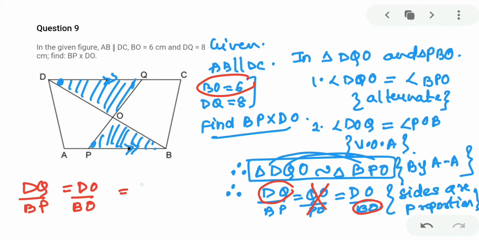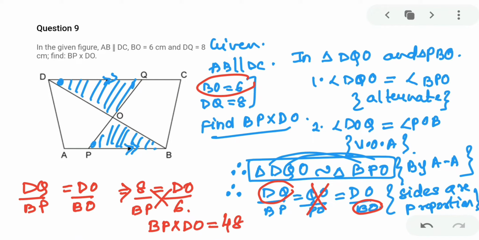Getting my point? So DQ is given as 8, BP is not given, DO is not given, and BO is given as 6. So can I now cross multiply? I will get BP into DO is equal to 48. Correct, kids? 48. Now you got the sides. So that's the thing we wanted, right? Done.